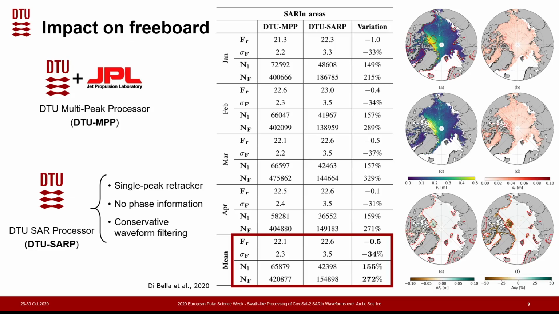More leads and more freeboard estimates translate in an average 34% reduction of the gridded random freeboard uncertainty in the analyzed period. The figure on the right-hand side of the slide shows the radar freeboard and uncertainty for March 2014 from the DTU MPP and DTU SAR-P at the top of the middle rows, respectively. The bottom row is the difference DTU MPP minus DTU SAR-P.